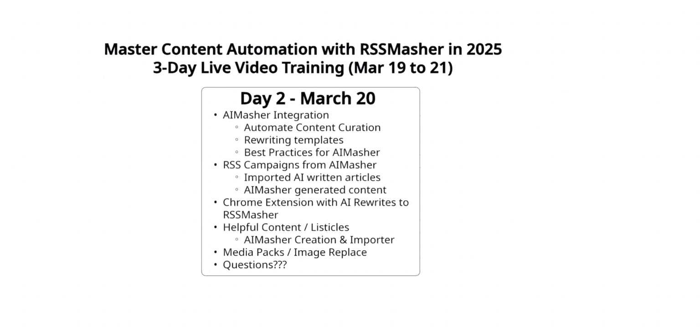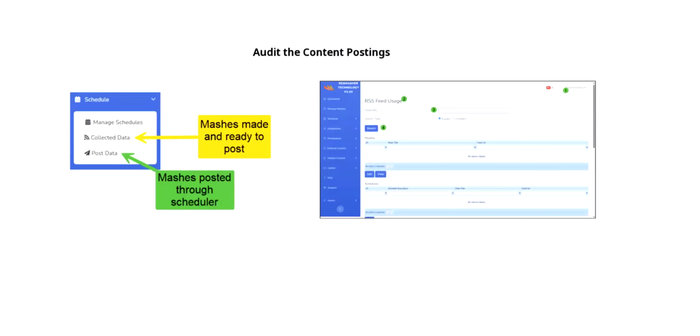Welcome to the call. This is day 2, March 20th, 2025, and this is our Content Automation in RSS Masher for 2025. It is a 3-day course, and just kind of a review of what we talked about yesterday. I'll just hop back into that page real quick, and make sure I got that one up. Yep.